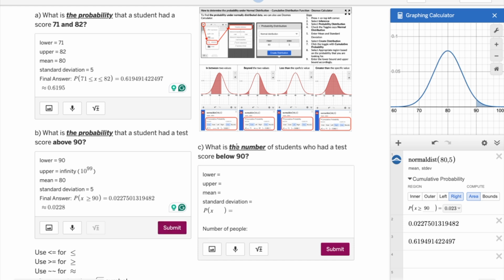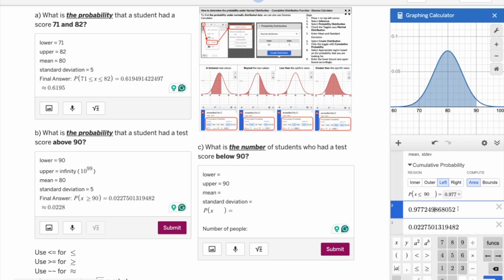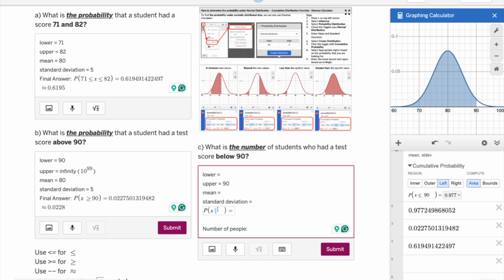And the last one is asking for the number of students who scored below 90. So for this case, I'm looking for the highest score to be 90, and anything below is what we want. So we want less than 90 over here. And that gives me the probability to be this big number of 0.977. So I'm looking for the score less than or equal to 90, and that is equal to this amount. And the mean and the standard deviation remain the same.